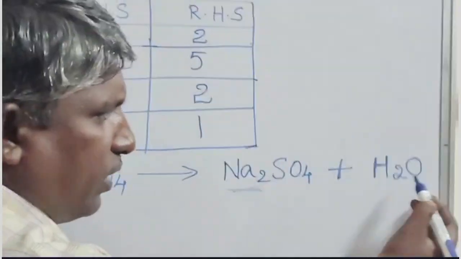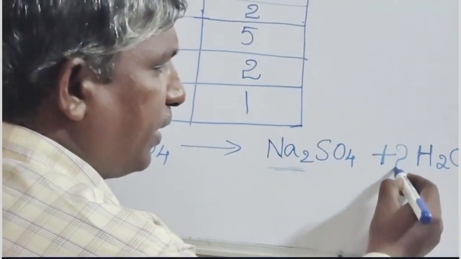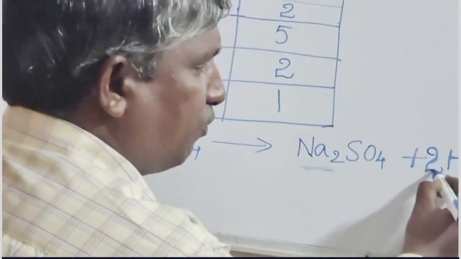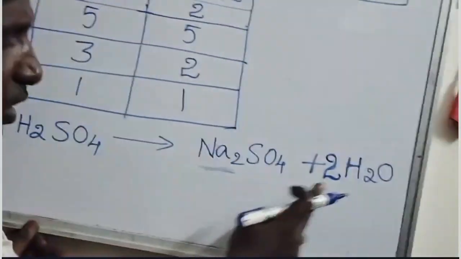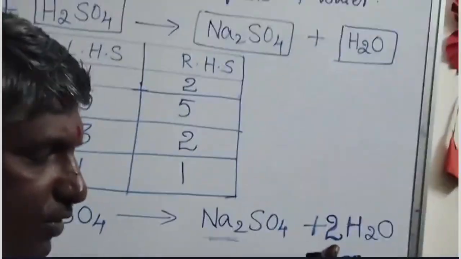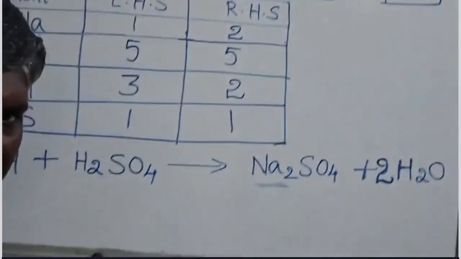Now if we keep H2O2, but H2O2 is not the formula of water. It is hydrogen peroxide. That's why we keep 2 as a coefficient of H2O. Now here Na2SO4 has 4 atoms of oxygen, and in water 2 is the coefficient, therefore oxygen is also 2 atoms. Total is 6 atoms.